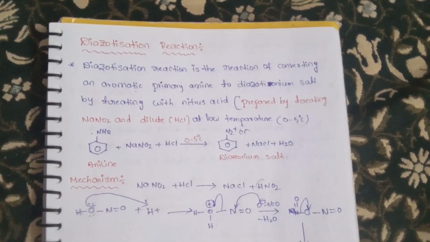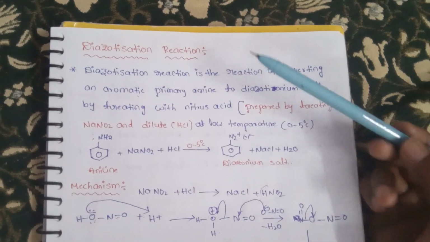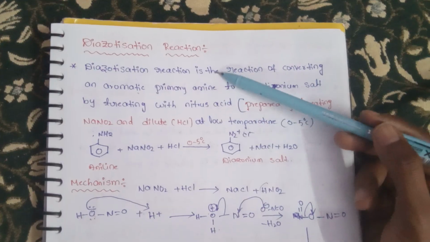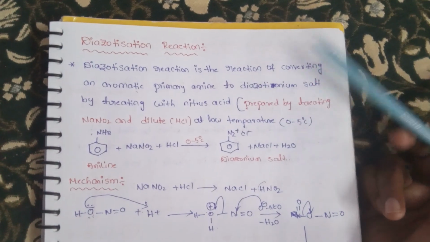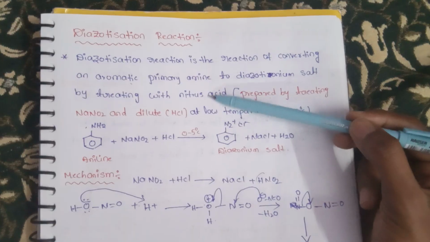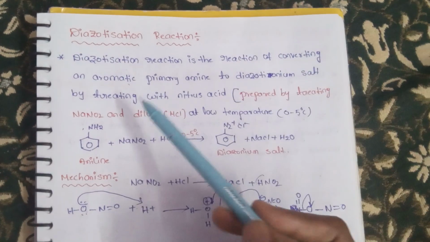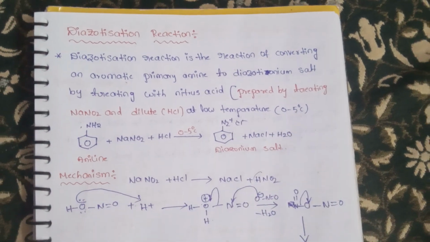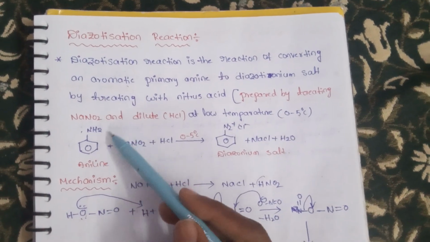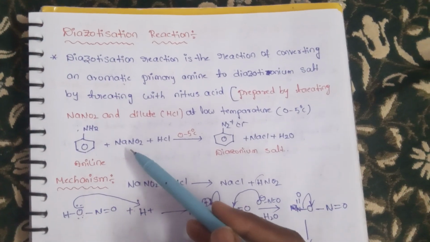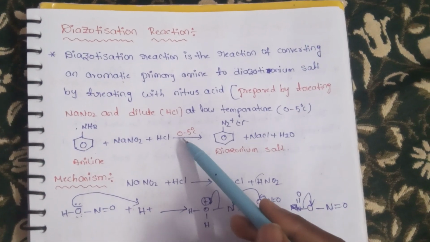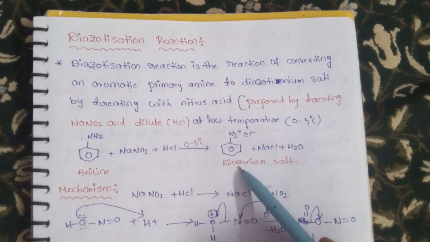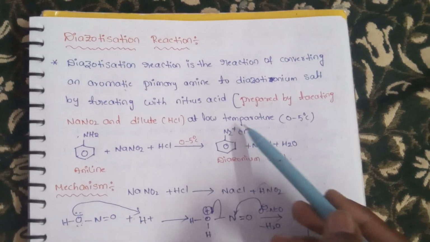So coming to the topic, the diazotization reaction. In this procedure, the diazotization reaction is the reaction of converting an aromatic primary amine to a diazonium salt by treating it with nitrous acid, that means prepared by NaNO2 and HCl at a low temperature of 0 to 5 degrees centigrade. So this is the primary amine, that means aniline, reacted with NaNO2 plus HCl in the presence of 0 to 5 degrees centigrade. That means benzene diazonium chloride is formed.